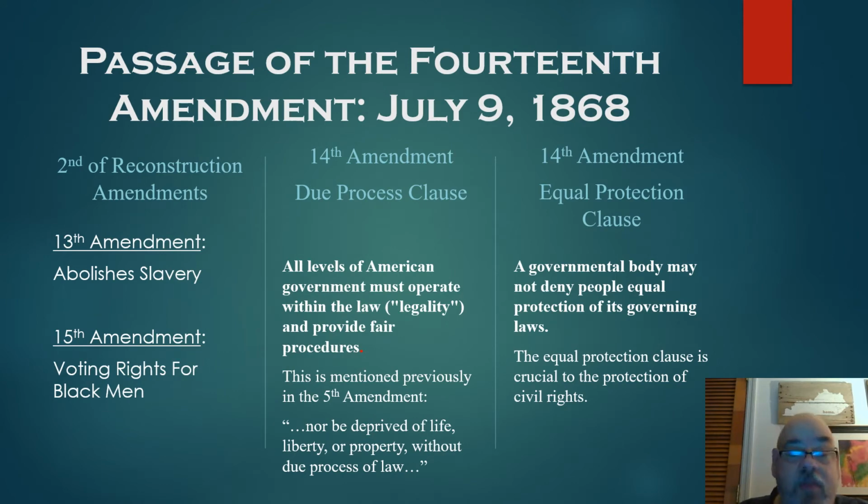The passage of the 14th Amendment happened in 1868 on July 9th, and it is the second of the Reconstruction Amendments. The first one is the 13th Amendment, which abolished slavery. Then we have the 14th Amendment, which is second. And then the third and final is the 15th Amendment, which gave voting rights to black men. Notice I put black men because black women will not get the vote until the 19th Amendment, and it's not passed until 1919.